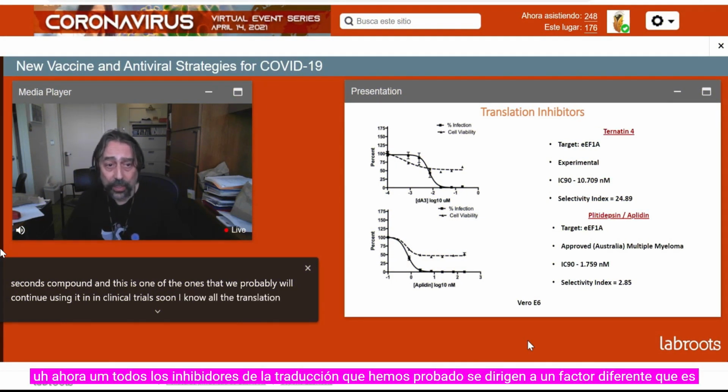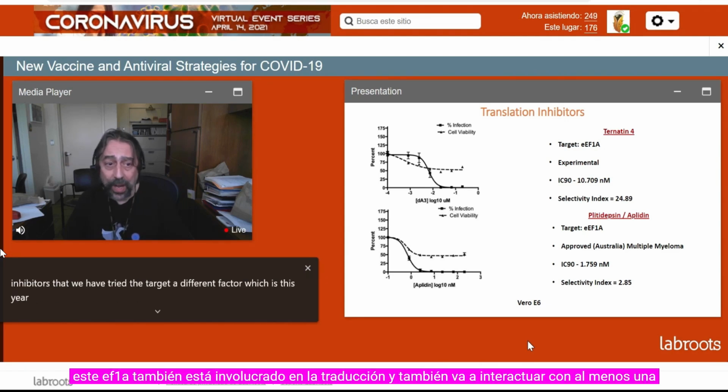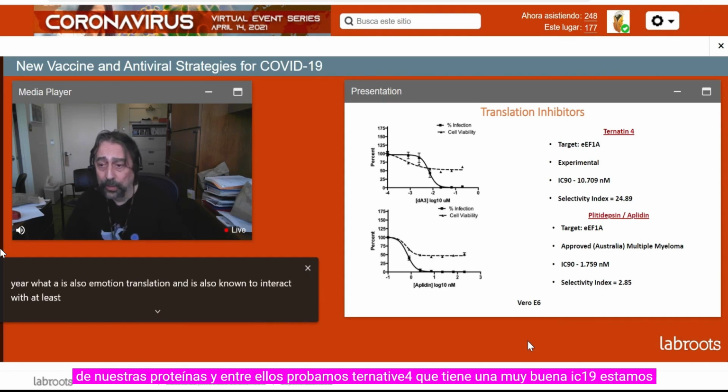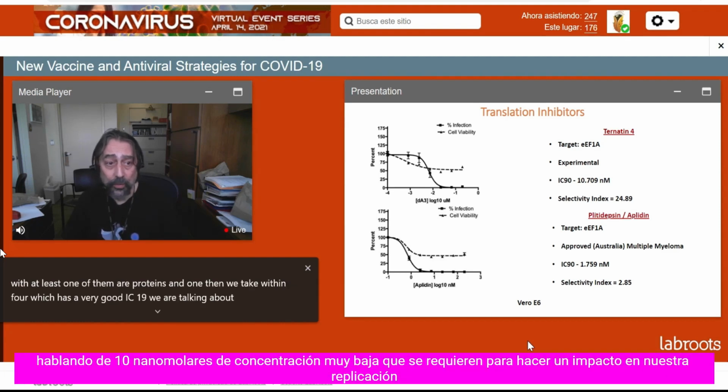Other translational inhibitors that we have tried target a different factor, which is EF1A. It's also involved in translation, and is also known to interact with at least one of the viral proteins. Among them, we tested ternatine-4, which has a very good IC90. We are talking about 10 nanomolar, a very low concentration required for making an impact on viral replication.